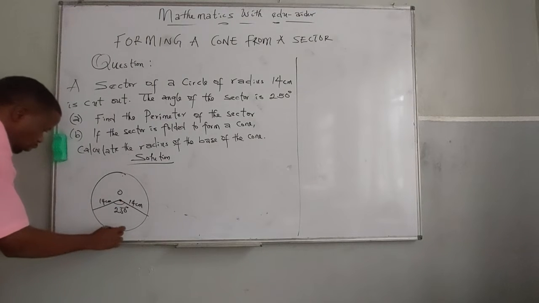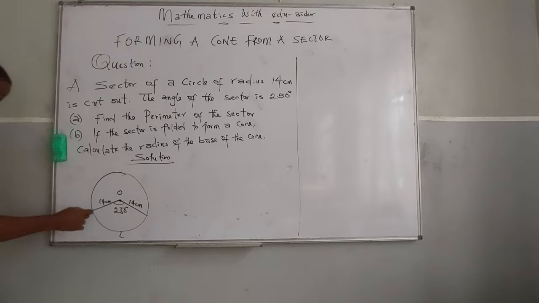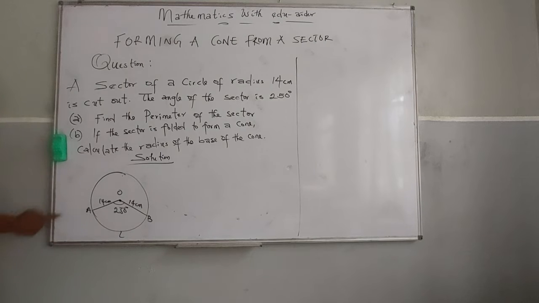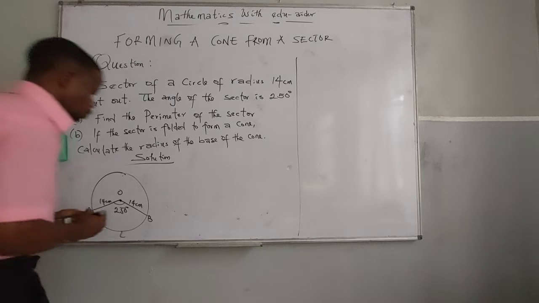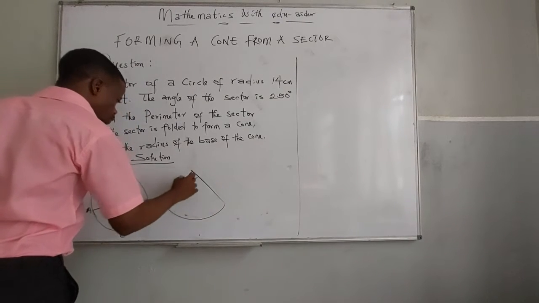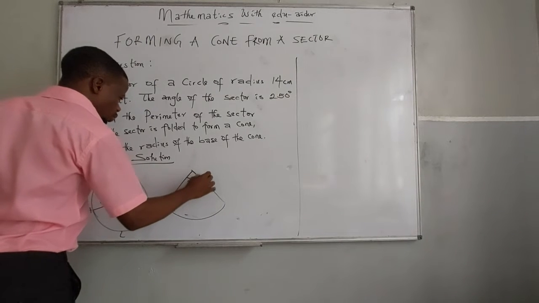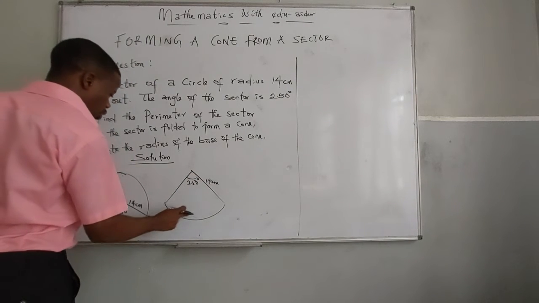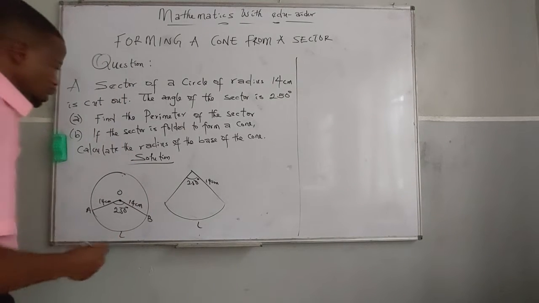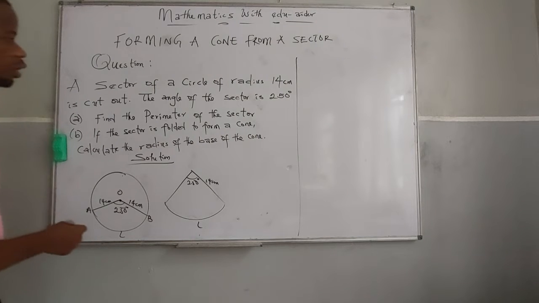So we have that, and this is known as the arc. This is the arc. Let me call this AOB. So AB is an arc, and we are to calculate the length of arc. Now, it said cut out the angle, 250 degrees, 14 centimeter, and this is still the length of arc. Now the question says find the perimeter of the sector.